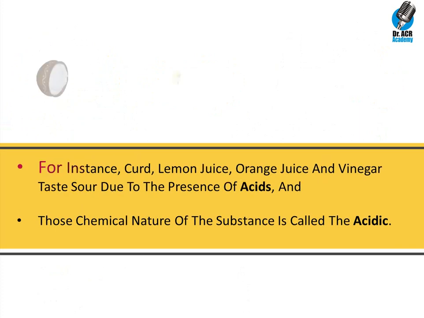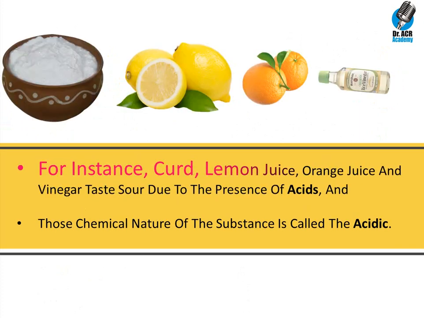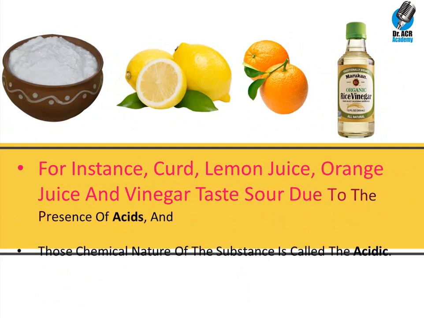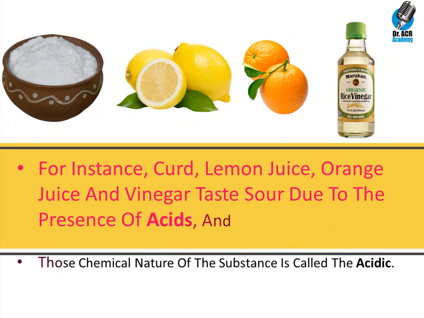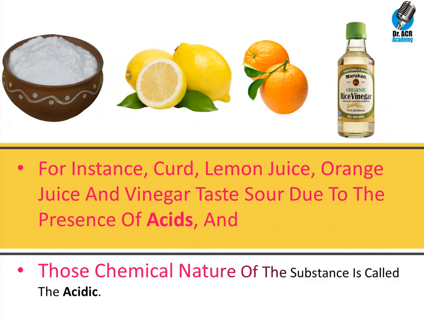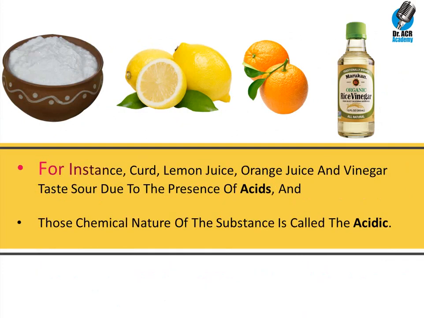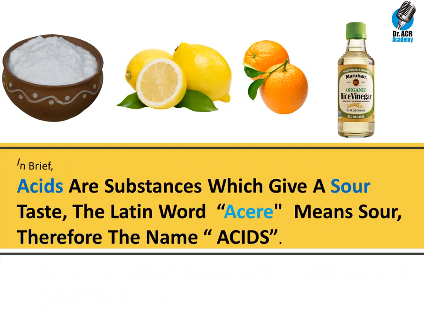For instance, curd, lemon juice, orange juice and vinegar taste sour due to the presence of acids, and this chemical nature of the substance is called acidic. In brief, acids are substances which give a sour taste. The Latin word acer means sour, therefore the name acids.